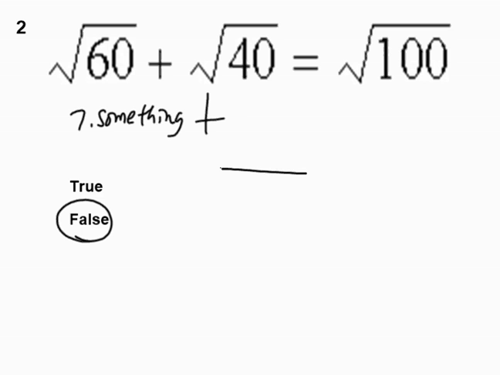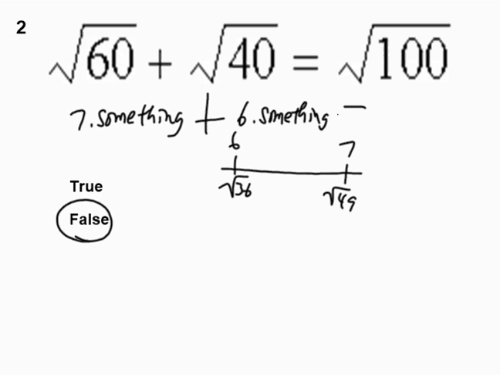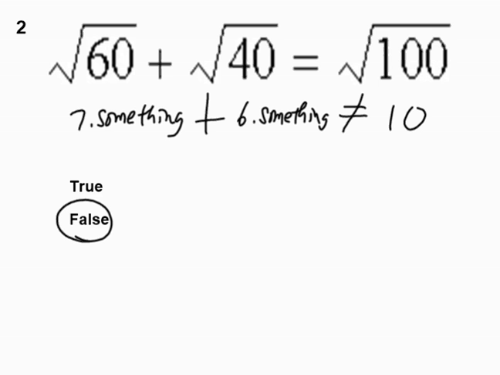Plus, we know that the square root of 40, the square root of 36 is 6, and the square root of 49 is 7. So the square root of 40 would be 6 decimal something. And since we know the square root of 100 is exactly 10, 7 decimal something plus 6 decimal something does not equal 10, so therefore it has to be false.